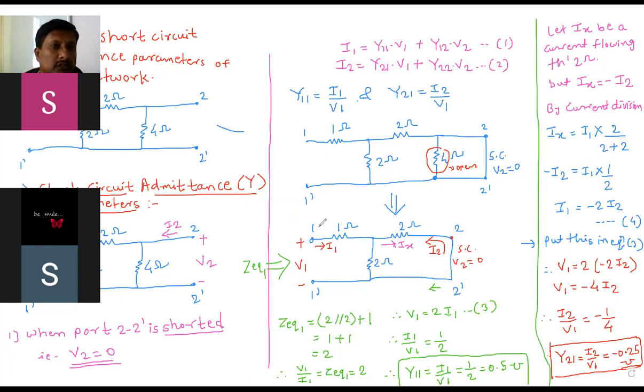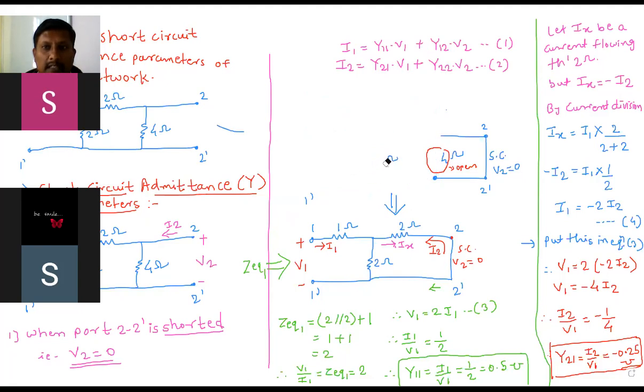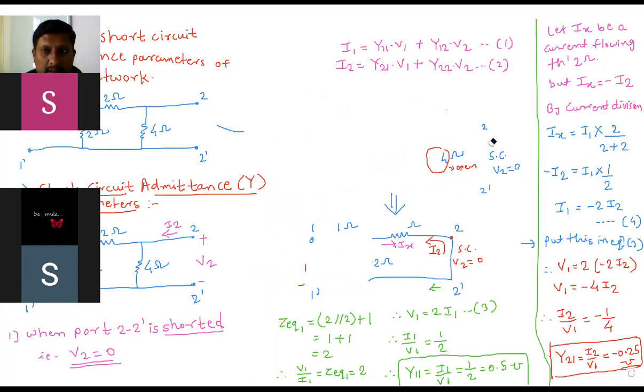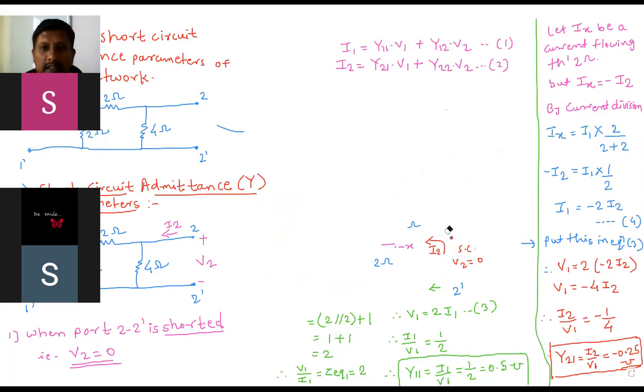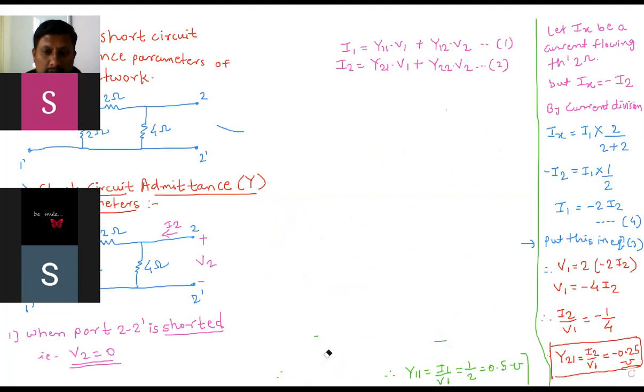Now the second part, we have to start to find out the remaining two parameters Y12 and Y22. It is somewhat difficult, we can say, compared to the first part, because two times we have to apply the current division here. But it is easy to understand, because once you understand the current division, it is not difficult, only it becomes lengthy, because two times we have to apply the current division to find out the relation between V2 and I1.